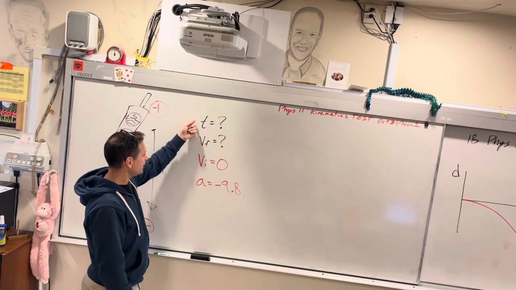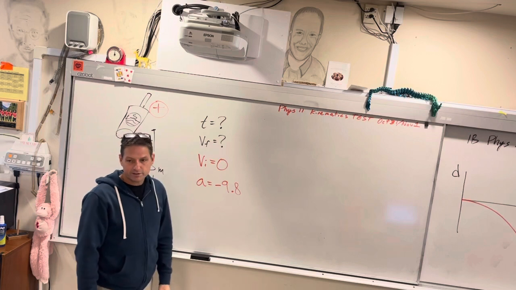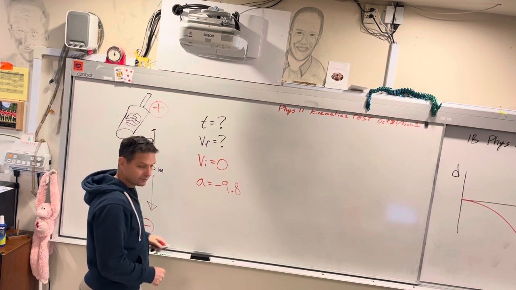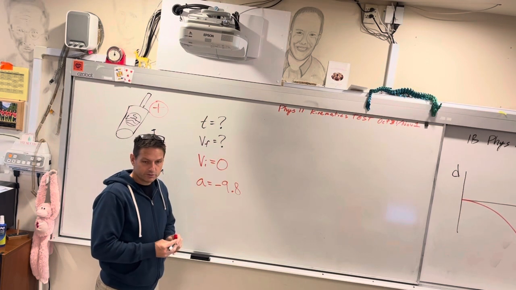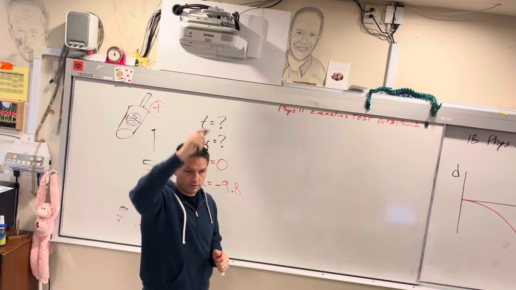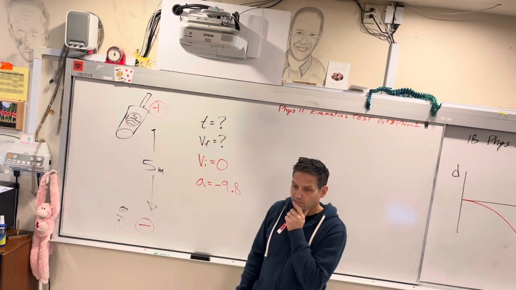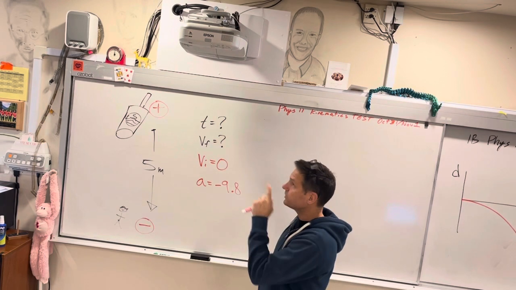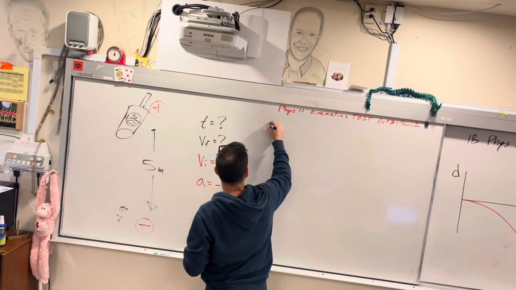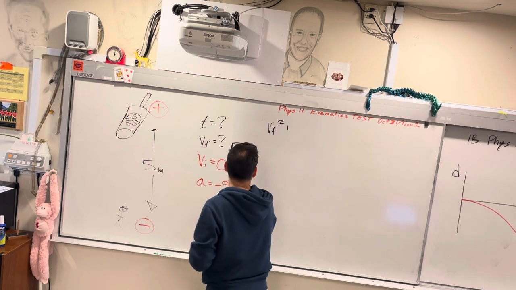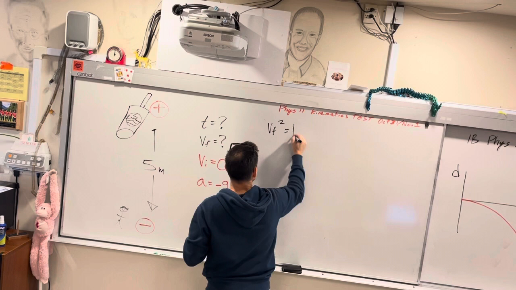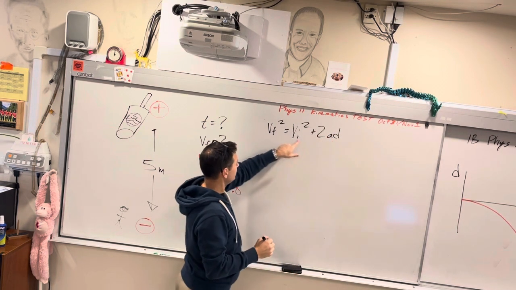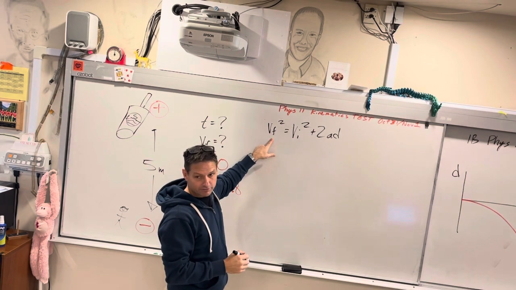Okay, so we want the time. How are we going to find that time? There's a couple different ways we can do it. Which formula are we going to use from up here? Okay. VF squared equals VI squared plus 2AD. Okay, so we can use that one. We know A and we know D and we know VI. That will give us VF, right?